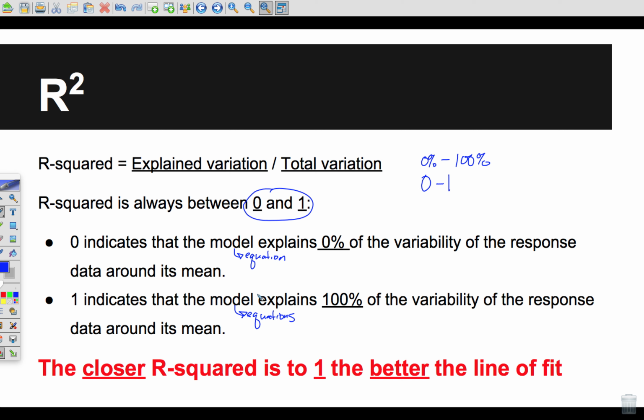It's only between 0 and 1. The closer that R-squared is to 1, the better the fit of the line. Okay, so that's key right there. So I think some of these should have been on your notes. If you didn't get that, pause, check, make sure your notes are filled out so far.